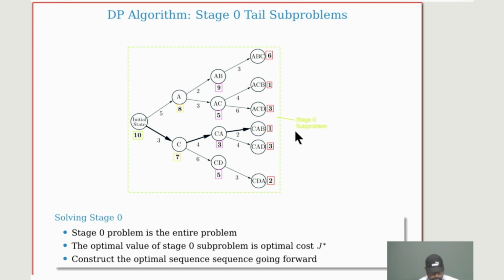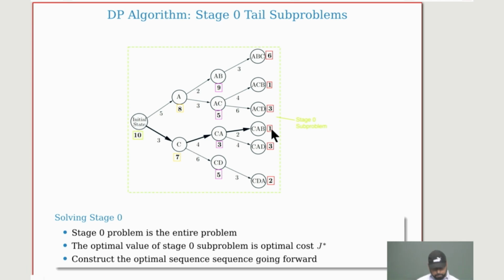So the stage 0 problem is the entire problem, and the optimal value of the stage 0 subproblem will be the optimal cost J star. So in our case, J star is known: 2 plus 1, 3 plus 4, 7 plus 3, 10. So this was our optimal cost.